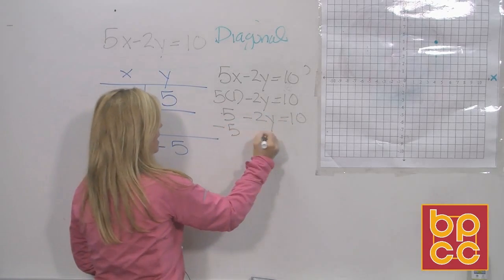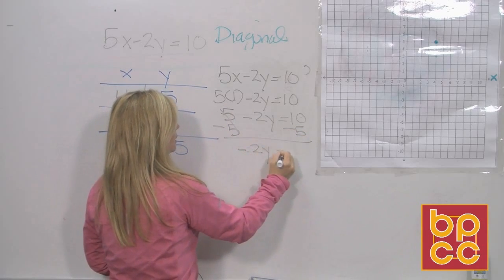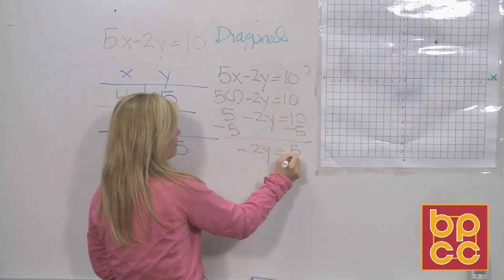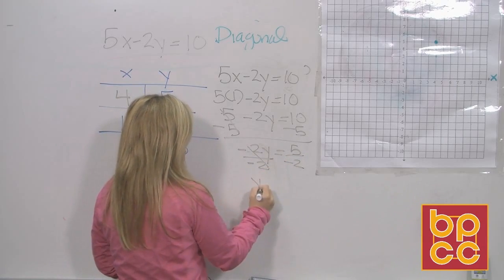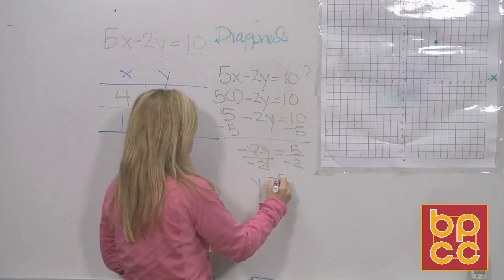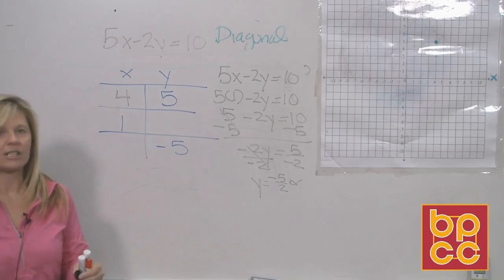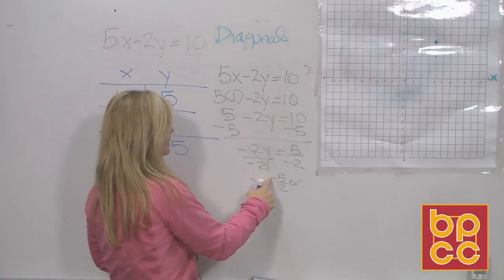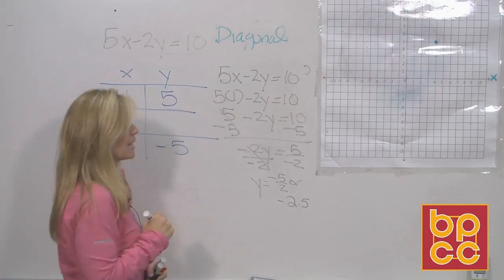I'm going to subtract 5. Negative 2y equals 10 minus 5 is 5. I'm going to divide by negative 2. And now you have a choice. You could either write that as an improper fraction, negative 5 halves, or you could divide it out and make that decimal that terminates, that stops. Negative 5 divided by 2 is negative 2 and 5/10.